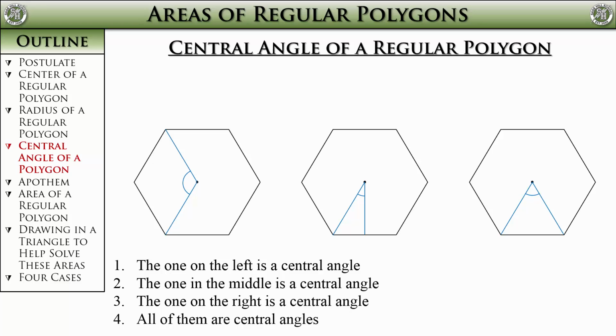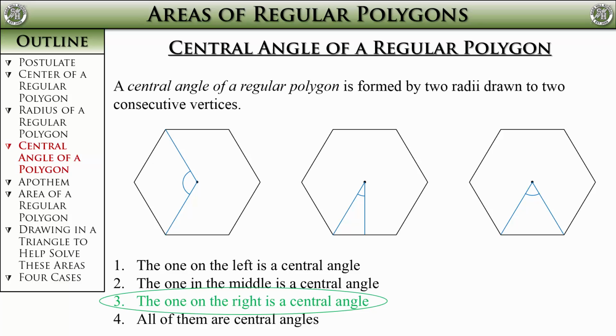When I pose this question to students, the fourth choice is usually the most popular. Most guess that they are all central angles. Sadly, that's not right. So with that option now gone, what's your guess now? The answer is the one on the right is a central angle. The reason has to do with the definition. A central angle of a regular polygon is formed by two radii drawn to two consecutive vertices. With that definition, the one on the left doesn't count because those two radii aren't drawn to consecutive vertices. The two vertices need to be next to each other.